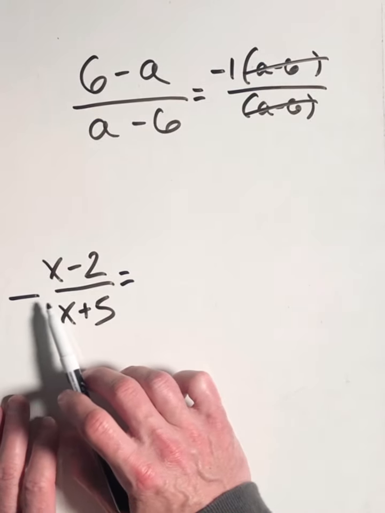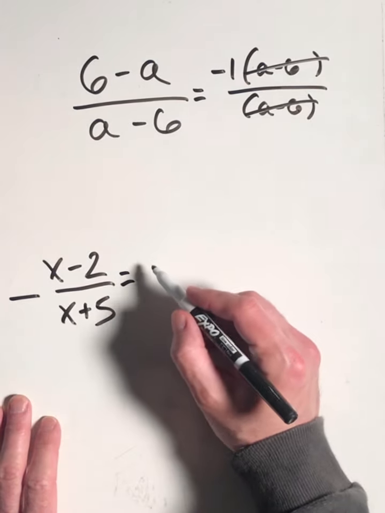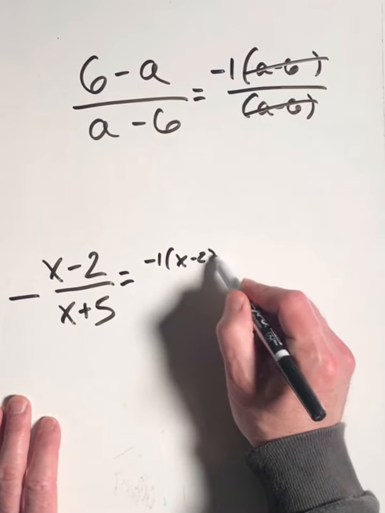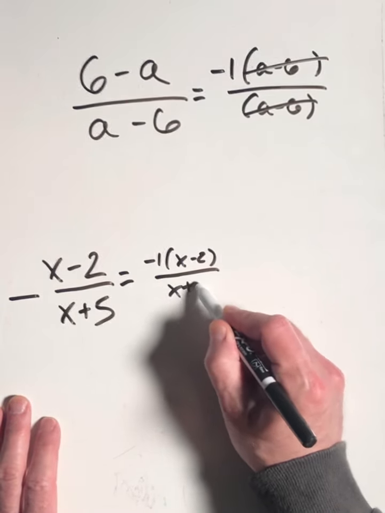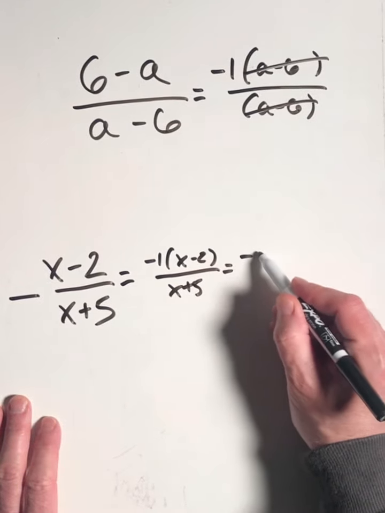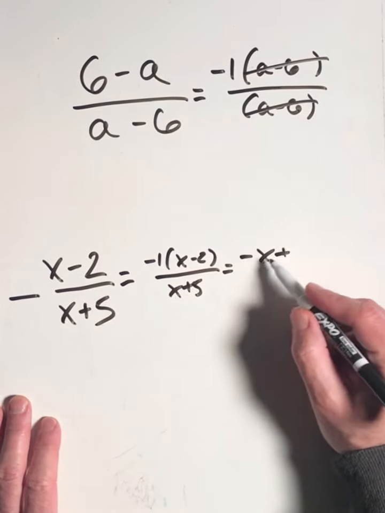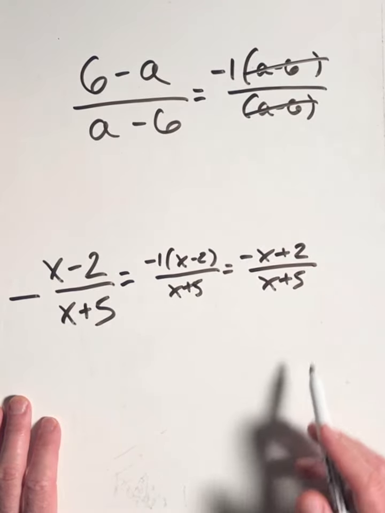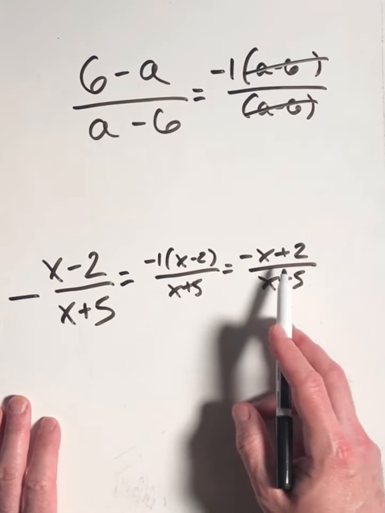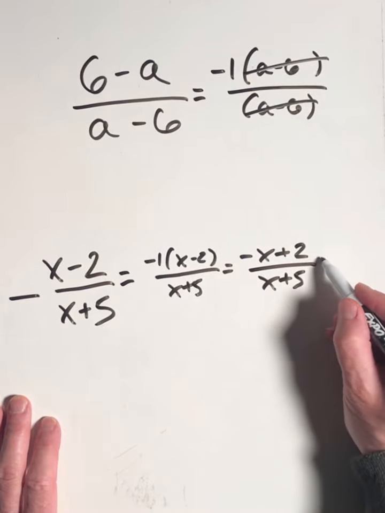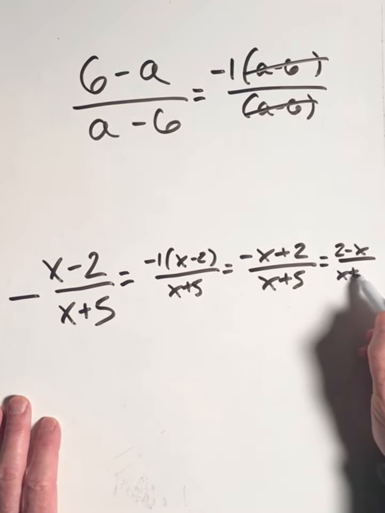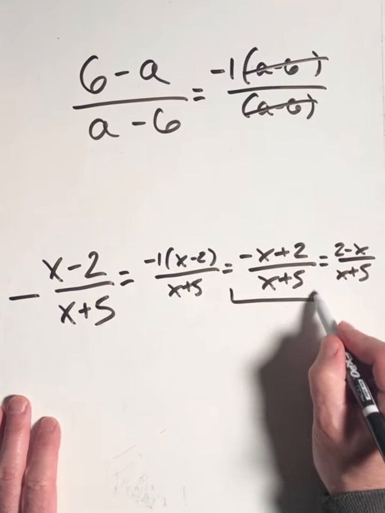Here the negative sign is out front, but if we wanted to, we could distribute this -1 over the numerator and get -x plus 2 over x plus 5. We could also have rewritten this as 2 minus x over x plus 5.